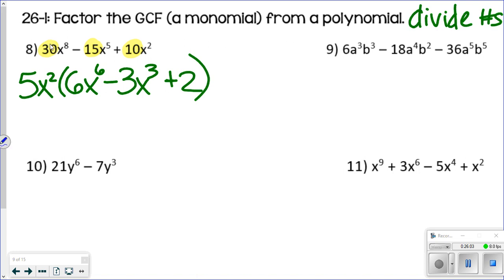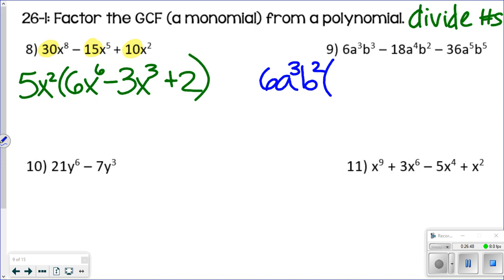Number 9, I have 6, 18, and 36. So of these three numbers, 6 is the smallest. So that's where I'm going to start. And I know that 18 is divisible by 6, and 36 is also divisible by 6. Okay, and then let's look at the a's. I have a cubed, a fourth, and a fifth power. So cubed is the smallest. And I have b cubed, squared, and to the fifth power, and squared is the smallest. So this is my GCF, 6a cubed b squared.